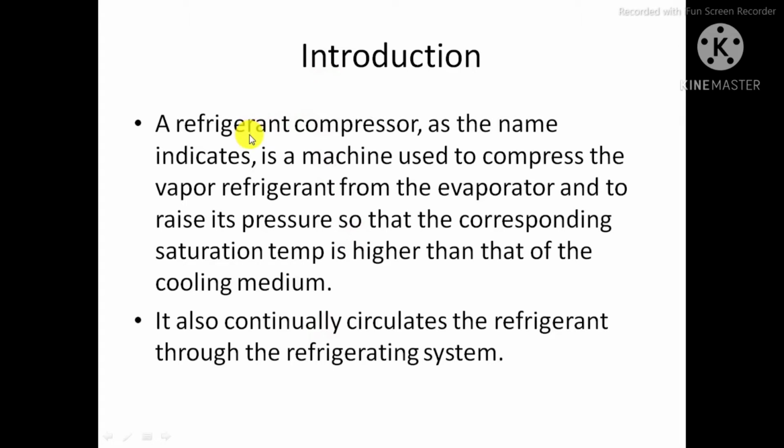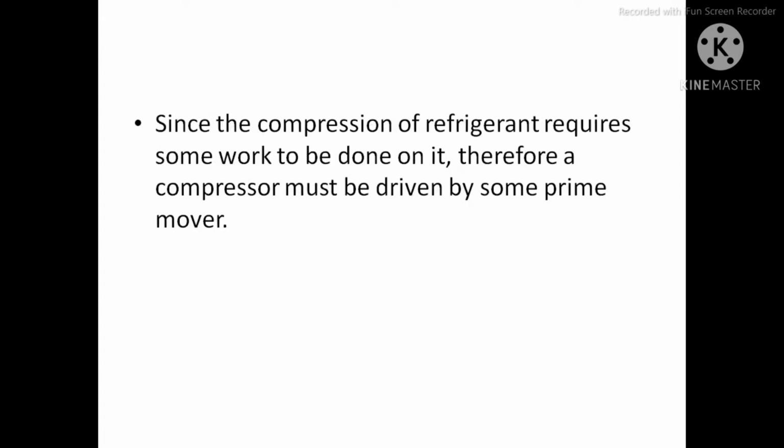A refrigerant compressor, as the name indicates, is a machine used to compress the vapor refrigerant from the evaporator and raise its pressure so that the corresponding saturation temperature is higher than that of the cooling medium. It simply means a compressor is a machine generally used to increase the pressure of a refrigerant, from low pressure to a higher pressure. It also continually circulates the refrigerant through the entire refrigerating system.